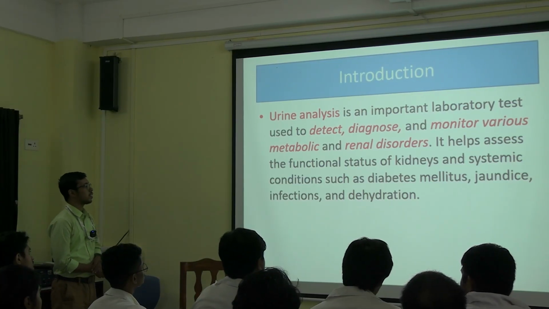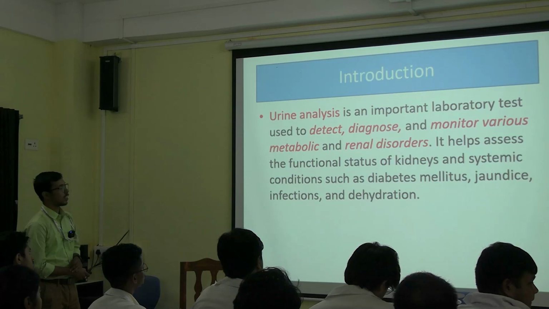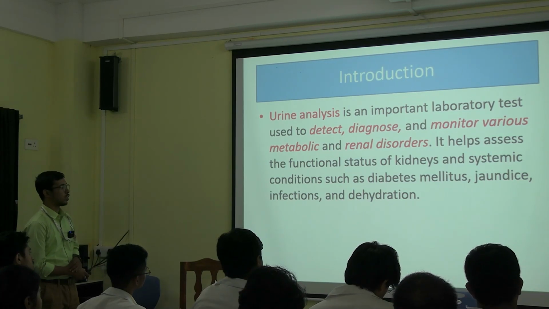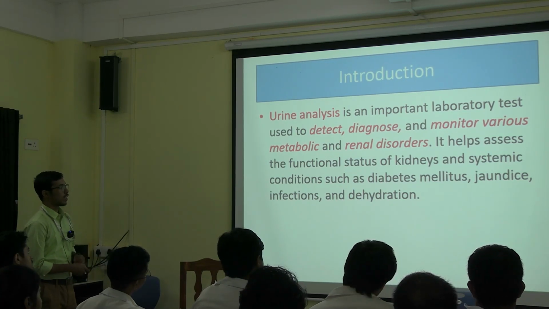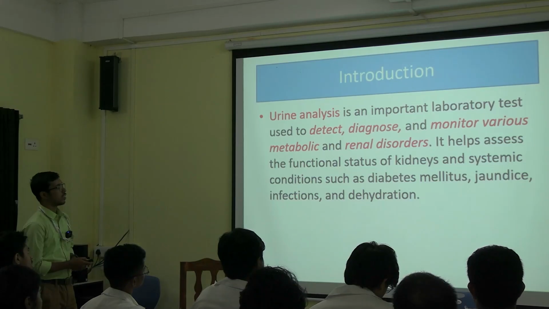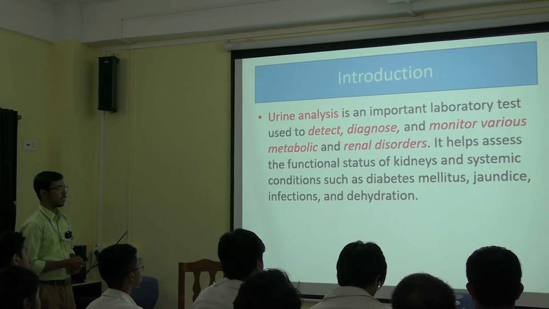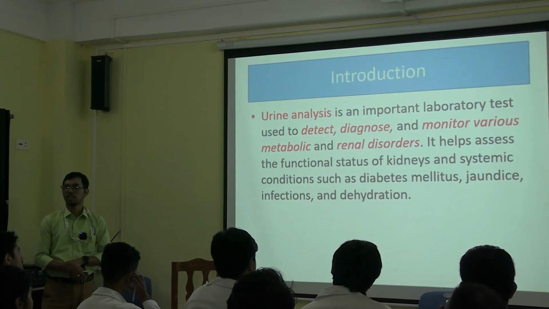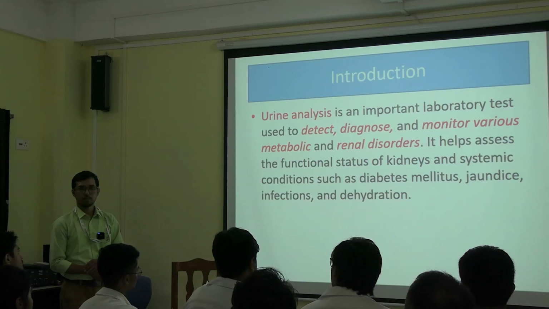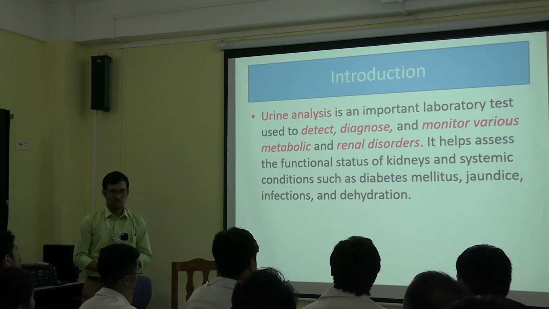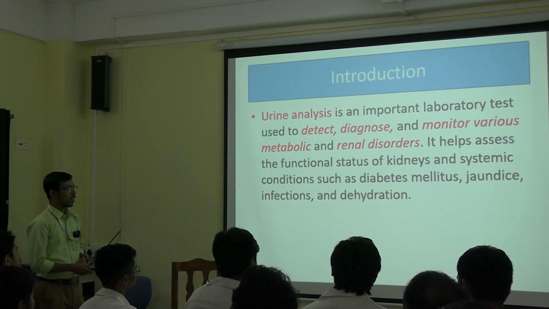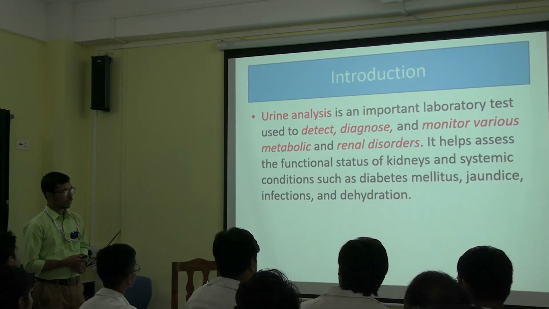It helps us to assess the functional status of kidneys and systemic conditions such as diabetes mellitus, jaundice, infections and dehydration. What happens in jaundice? Any idea? Pale color of the body. Pale color of body. And okay.